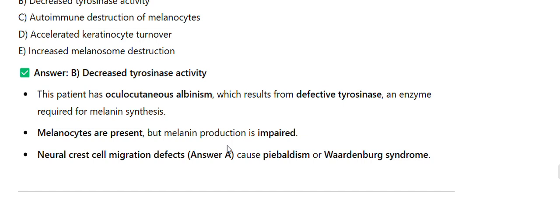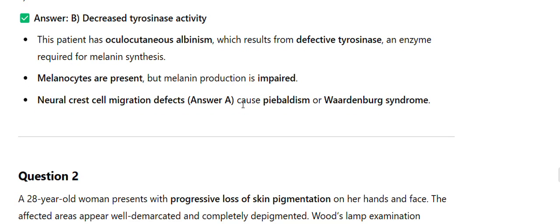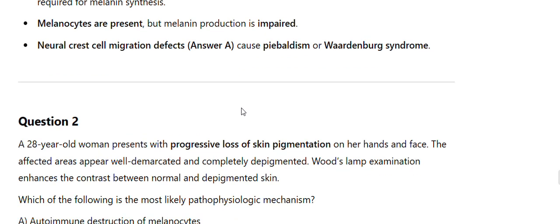Question 2. A 28-year-old woman presents with progressive loss of skin pigmentation on her hands and face. The affected areas appear well demarcated and completely depigmented. Wood's lamp examination enhances the contrast between normal and depigmented skin. Which of the following is the most likely pathophysiologic mechanism?